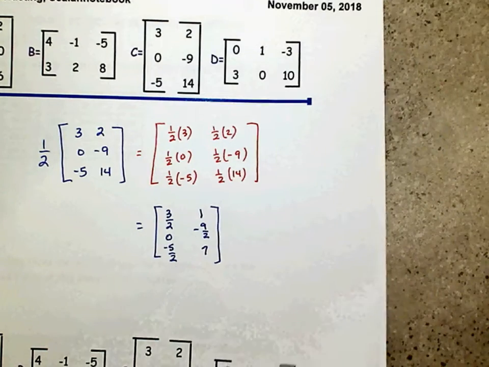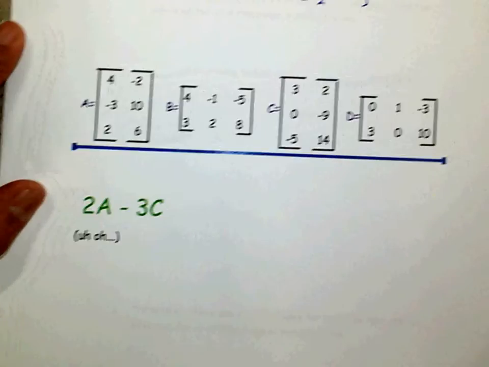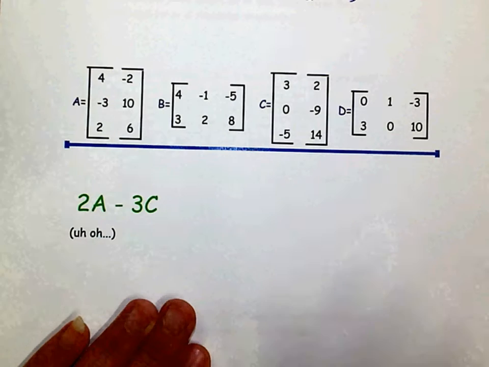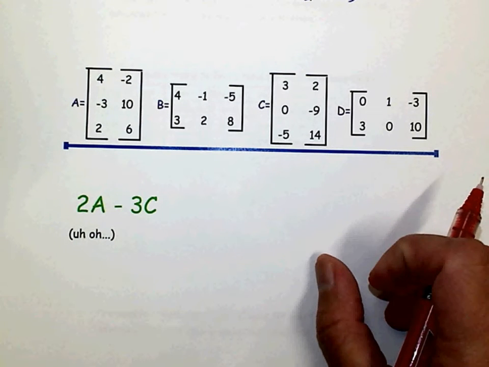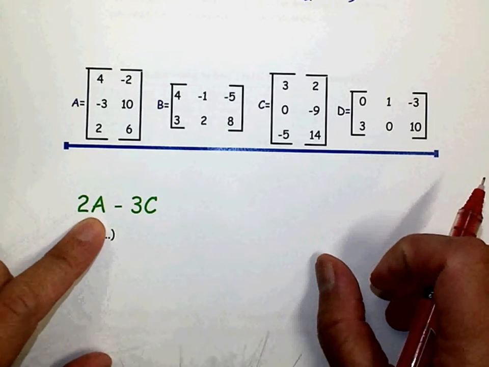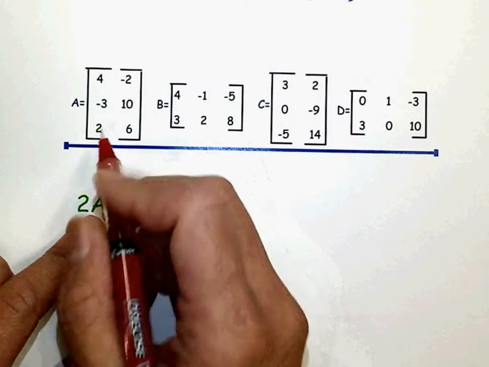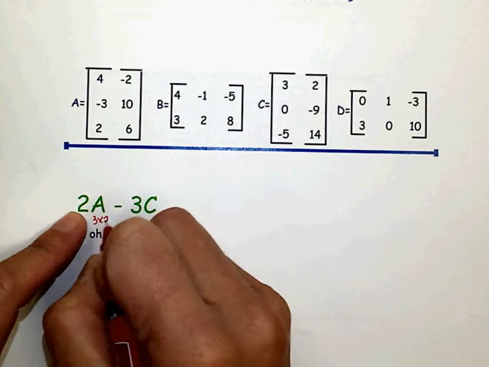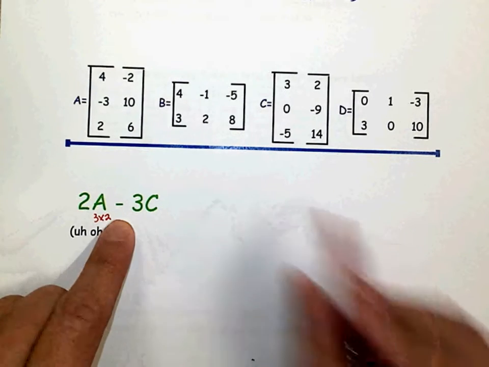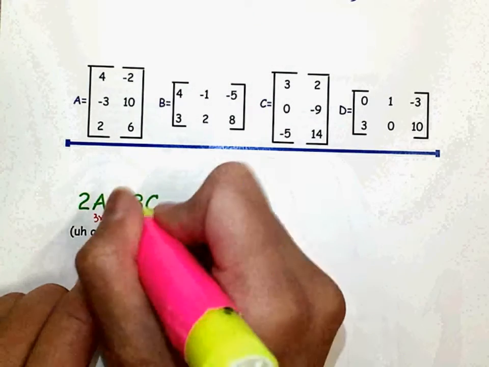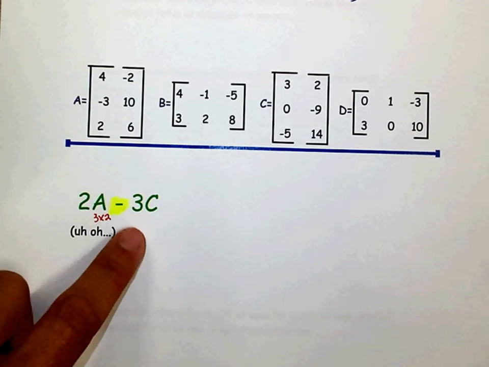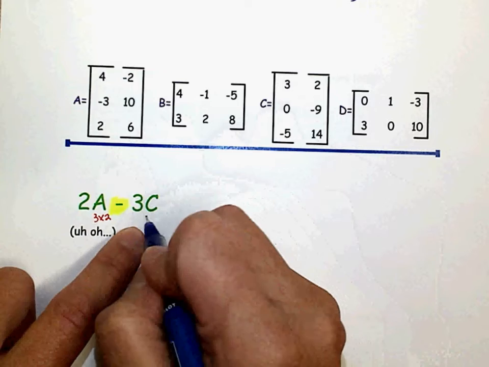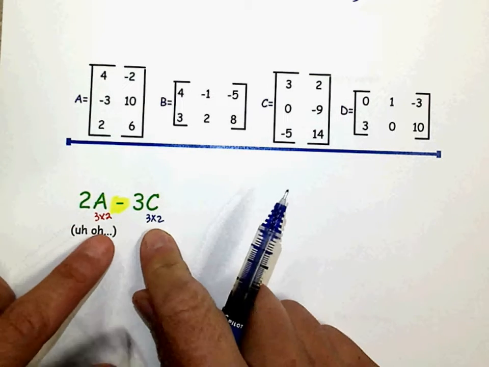Uh-oh, what if you had a lot of process? Well, I'll show you the steps, and we'll take it from there. So here you have 2 times A. A is a 3 by 2. Now, notice this is a minus. For me to add or subtract, these have to be the same dimension. So your C is a 3 by 2. Can I add or subtract these? And the answer is yes.